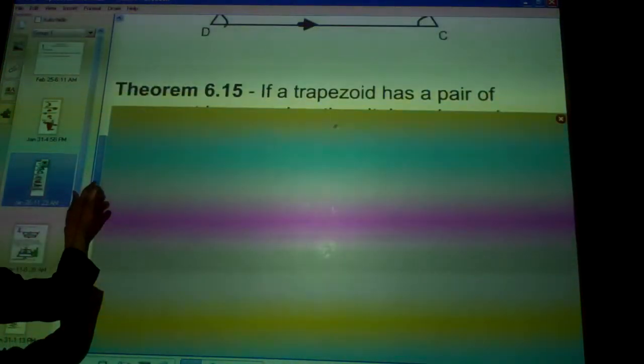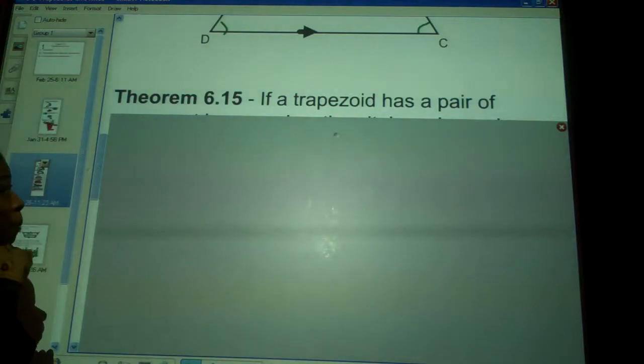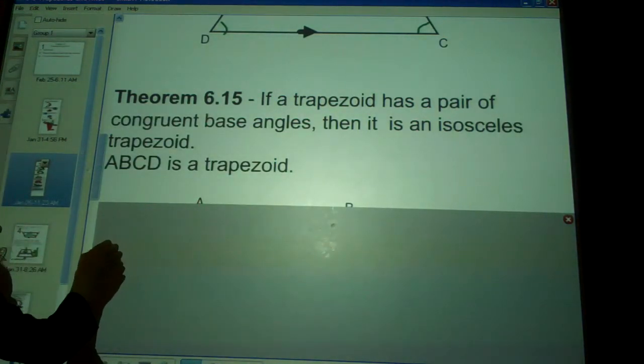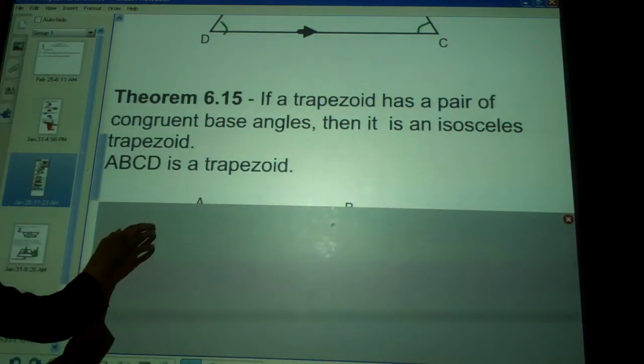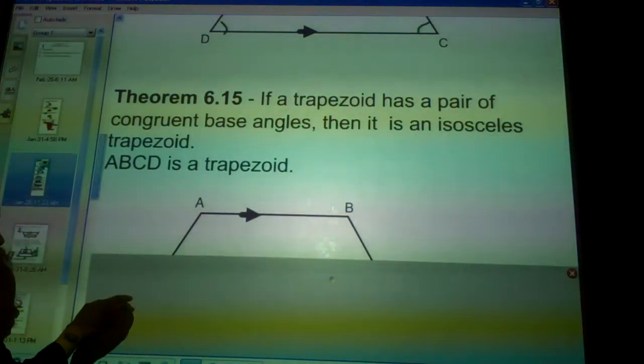All right, theorem 6-15. If a trapezoid has a pair of congruent base angles, then it's an isosceles trapezoid. Here's trapezoid ABCD.